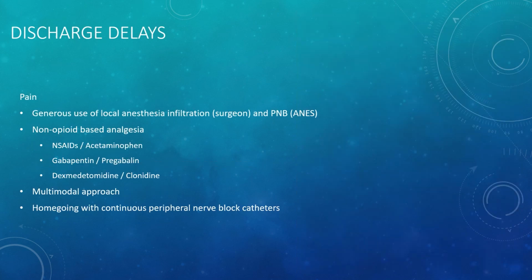The other common cause of discharge delays or unwanted hospital admissions is pain. Therefore, in ambulatory surgery, we really encourage generous use of local anesthesia infiltration by the surgeon or the use of peripheral nerve blocks. We also encourage a non-opiate-based analgesia approach: maximize NSAIDs, acetaminophen, gabapentin, or the alpha-2 agonists dexmedetomidine or clonidine. Here too it should be a multimodal approach with a cooperative patient. Continuous peripheral nerve block catheters with a continuous infusion device have also greatly improved comfort for those patients.